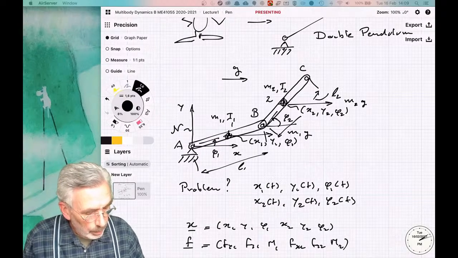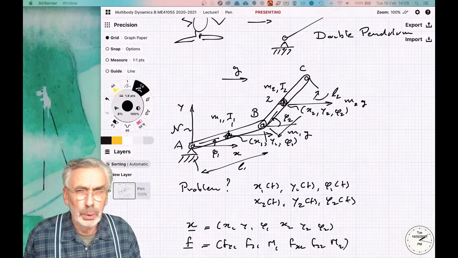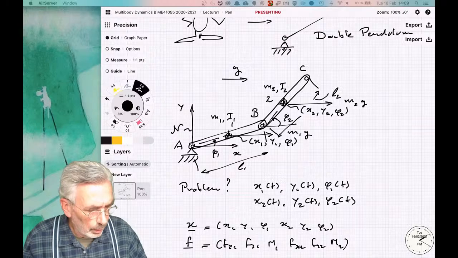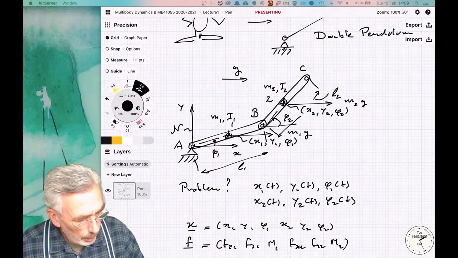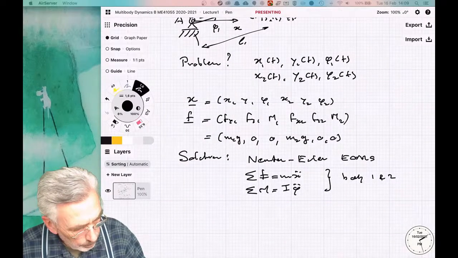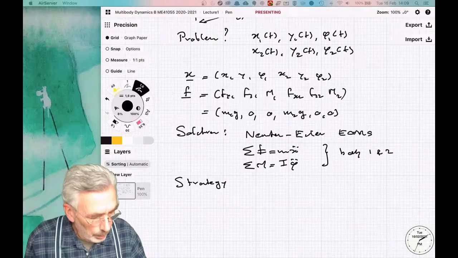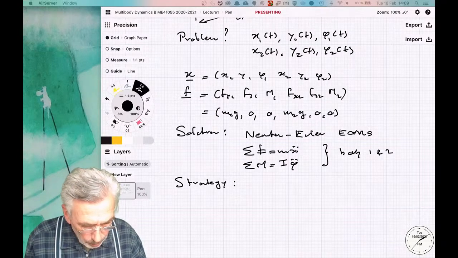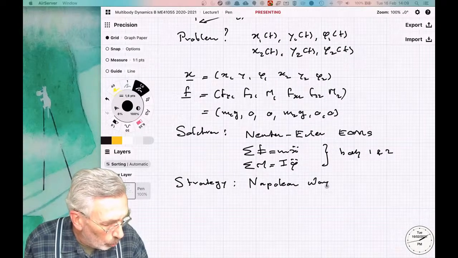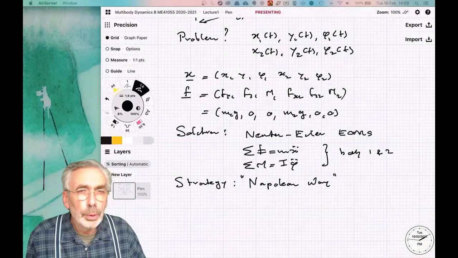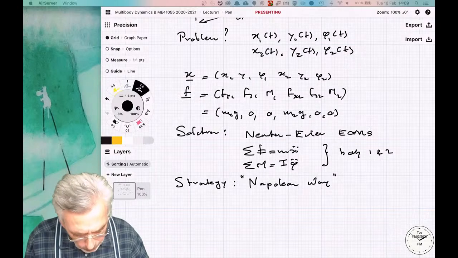So, if we identify these as rigid bodies, we sort of cannot directly solve that. And so, to solve that, we need a strategy. The strategy we're going to use is an old one. It's the Napoleon way, I would say. Maybe it's even older. The Romans already did it, or the Chinese, or I don't know.